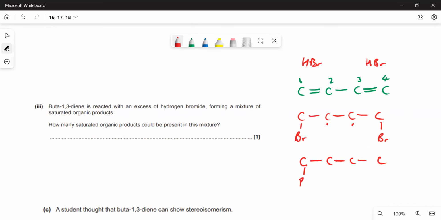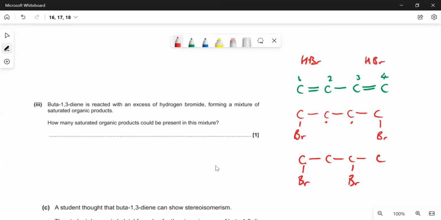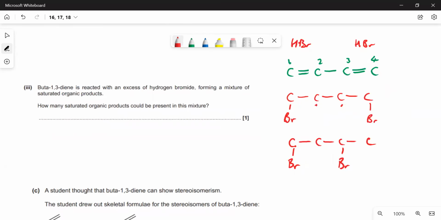Alternatively, we could have the Br, that's the same, but this time the Br goes there. And then another possibility is if the Br goes on that one or on that one. So they're the only 3 different alternatives that you can have there. So there's 3 possibilities. Of course, if I said you could have the Br going on that one and that one, well, that is exactly the same as that one there, isn't it? It's not a different thing. Okay, so 4 is the answer there.